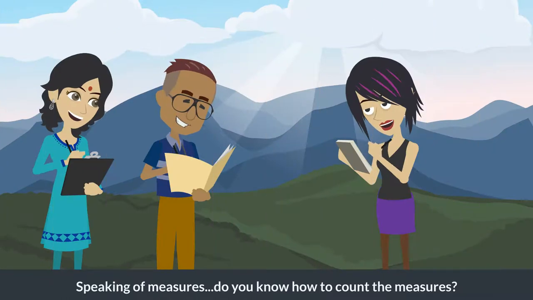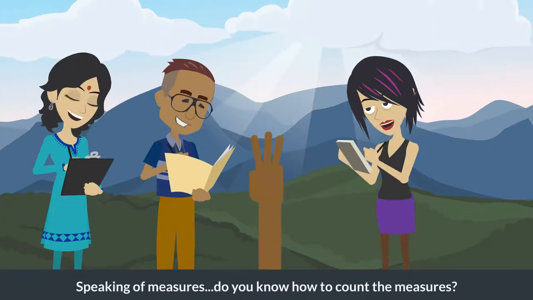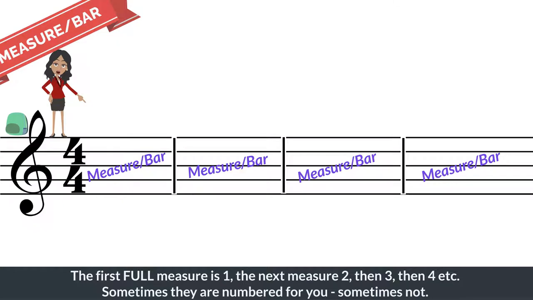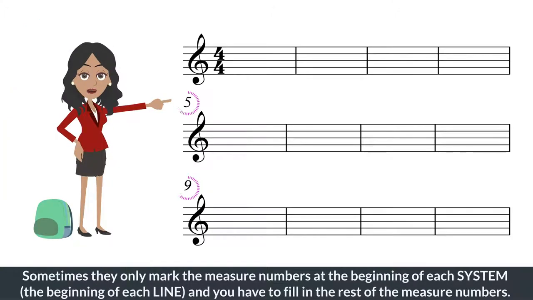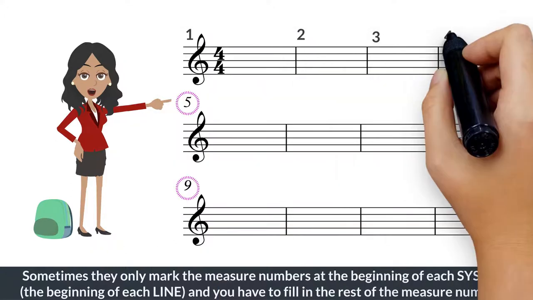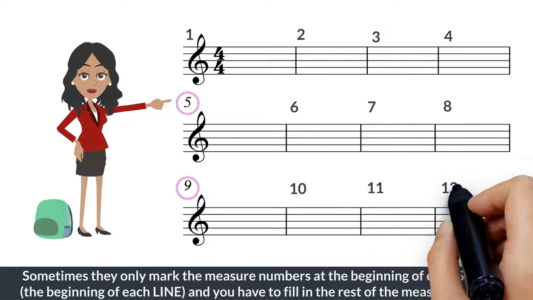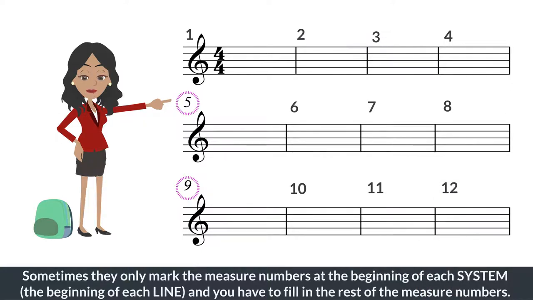Speaking of measures, do you know how to count the measures? The first full measure is one, the next measure is two, then three, then four, etc. Sometimes they're numbered for you. Sometimes not. Sometimes they only mark the measure numbers at the beginning of each system, the beginning of each line, and you have to fill in the rest of the measure numbers.